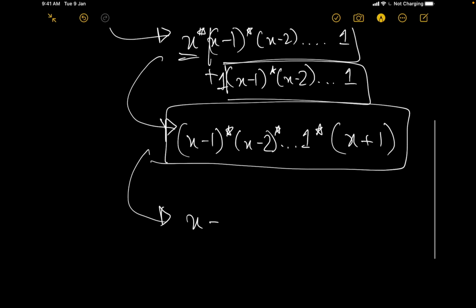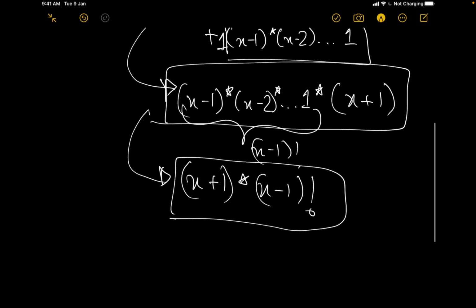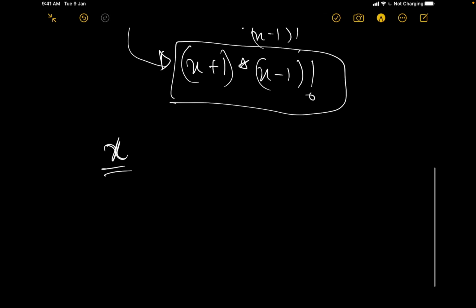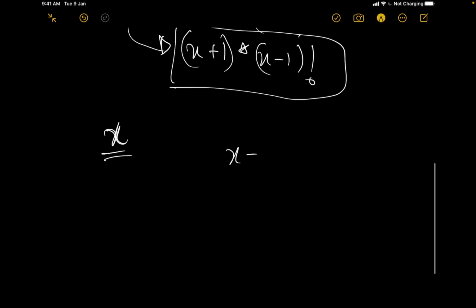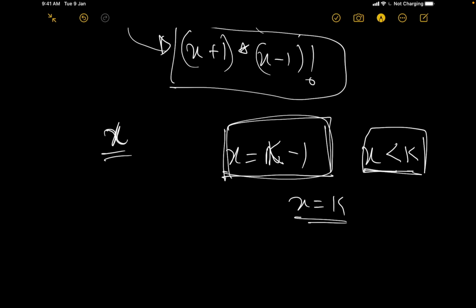I can also write it as x plus 1 into x minus 1 factorial. This is the final expression we get if we select x as a term. Now the maximum value for x would be x equal to k minus 1, because we cannot have x equal to k, as they specifically mentioned that x is less than k. So the maximum value for x we could get is k minus 1.